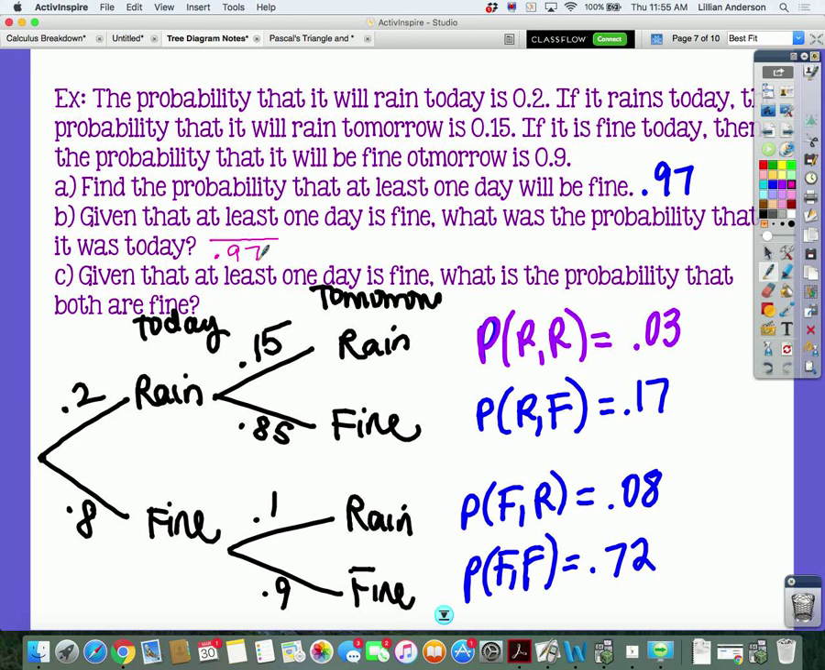0.08. Just 0.08? No, 0.08 plus 0.72, which is what? 0.8. So of course, you want to type that in and get either a fraction or a decimal. That will be the probability that today was fine, given that at least one day was fine. What do you get? 0.825. You're going to round to three significant figures. However, remember, if we have a rounding issue, we can always convert to a fraction. How do you convert that to a fraction? Math, Enter, Math, Enter, Enter. What is the fraction? 80/97.